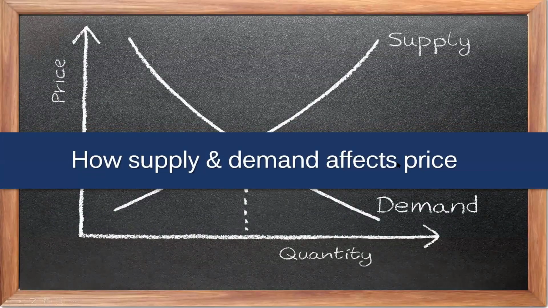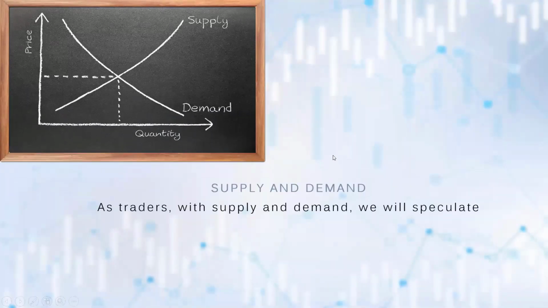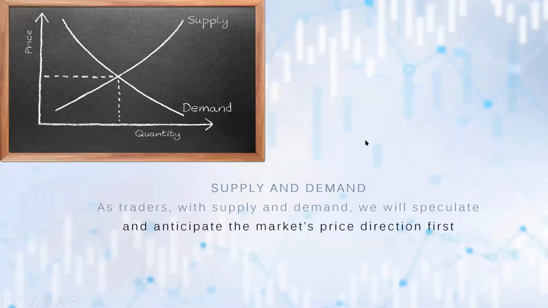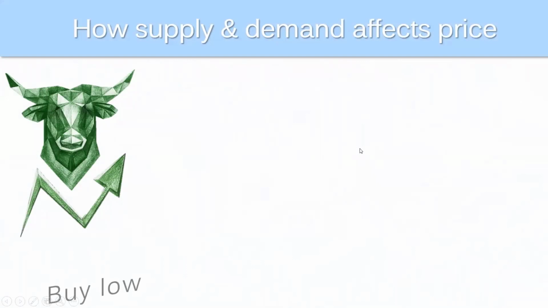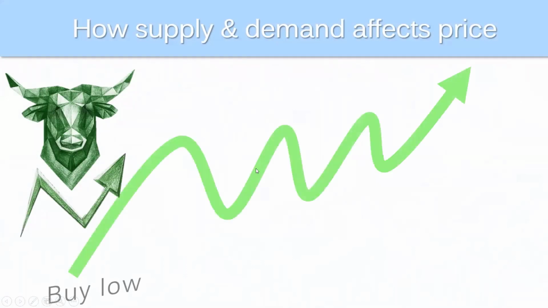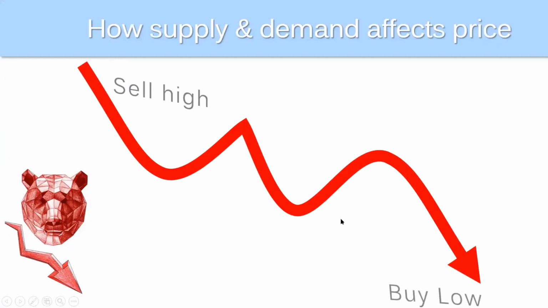So here's how supply and demand affects price. As traders, with supply and demand, we will speculate and anticipate the market's price direction first, and then profit in one of two ways. First, we'll either buy low: buy a financial market at a low price, hoping that the price will move up, where you'll sell it at a higher price for a profit. Or buy low, sell high, as the old adage goes. The second way is that you'll sell high or go short a financial market at a high price where you anticipate the price will drop and you'll buy it back at a low price for a profit.